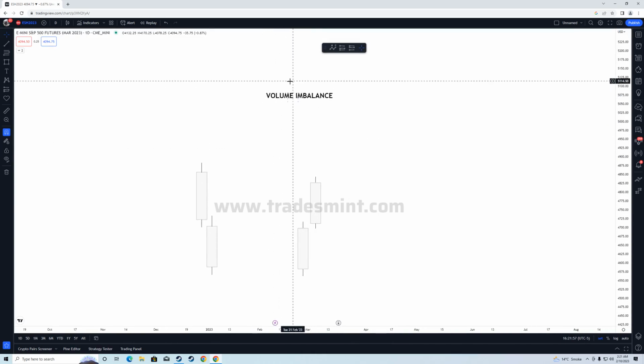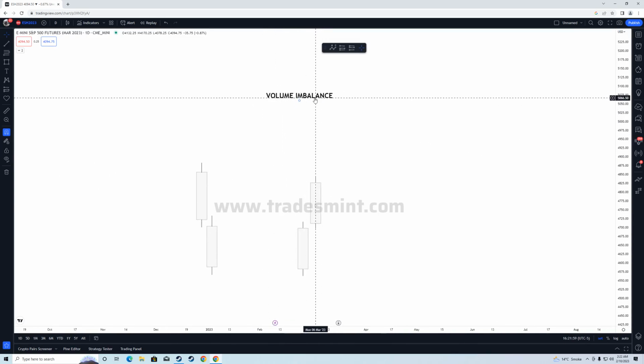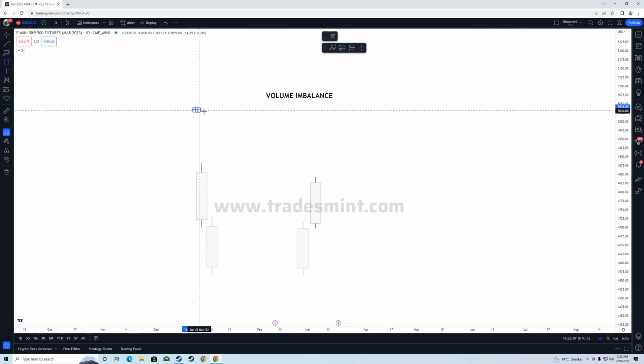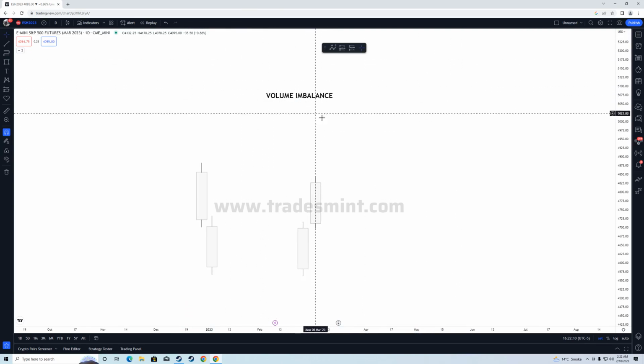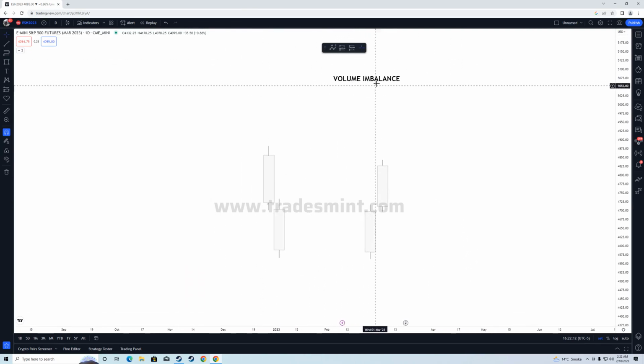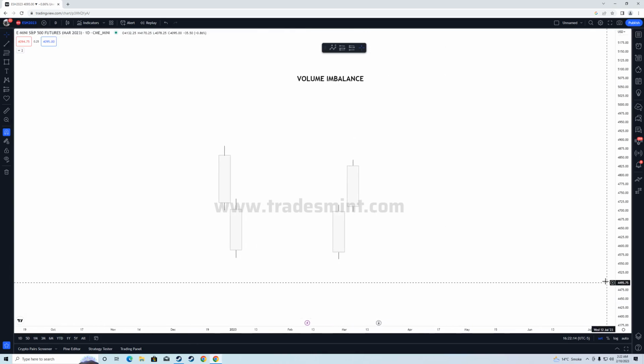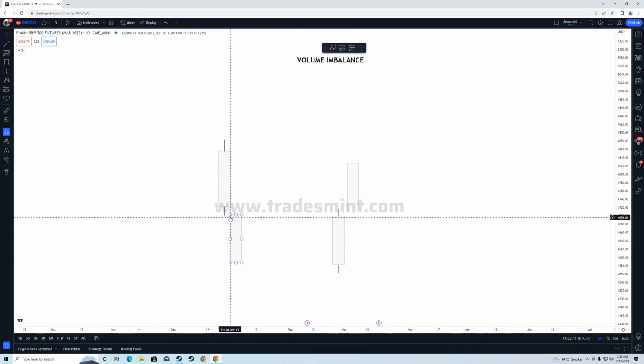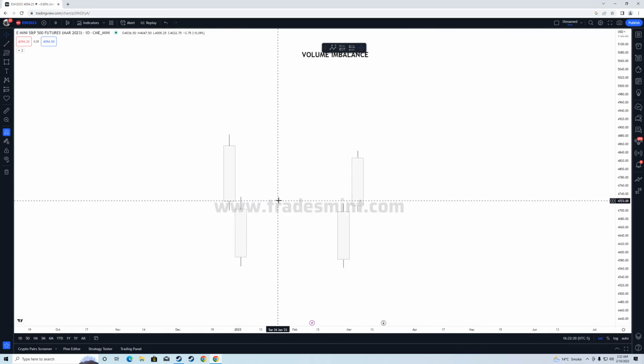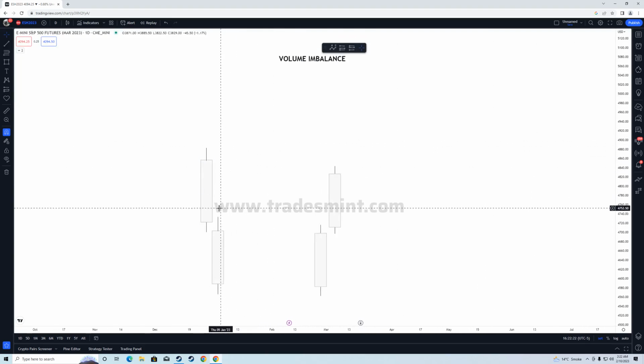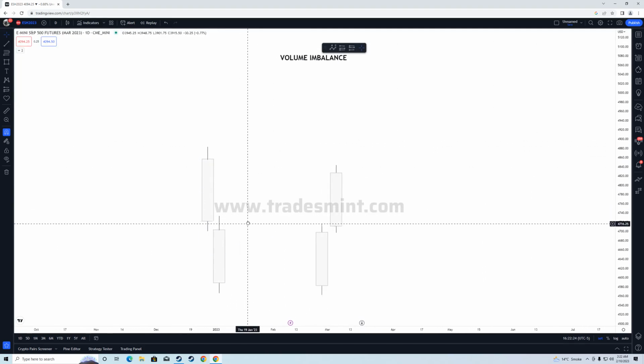All right, so we use volume imbalance for our entries, most of the time. And we can also use them as support and resistance levels, institutional support and resistance levels. Now, what is a volume imbalance? It is a difference between a close and the open. It is a gap between the close and the open of the candle.